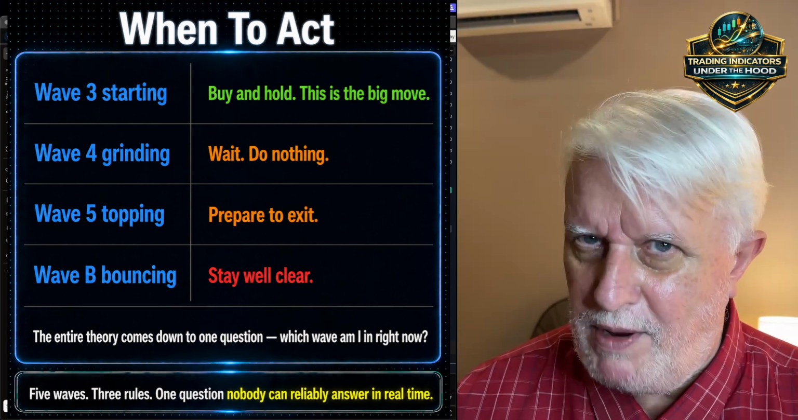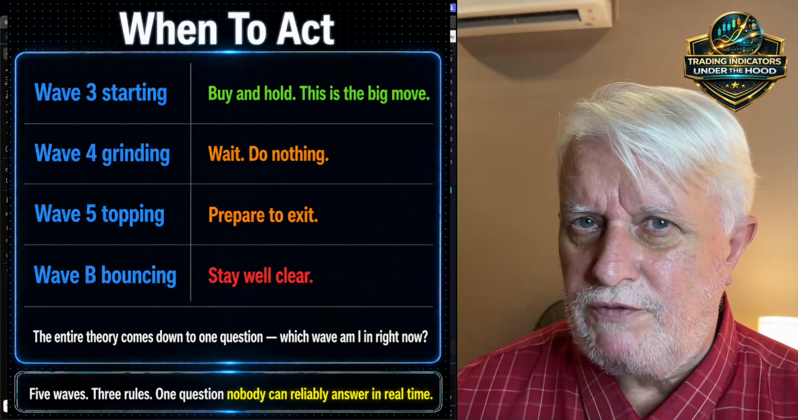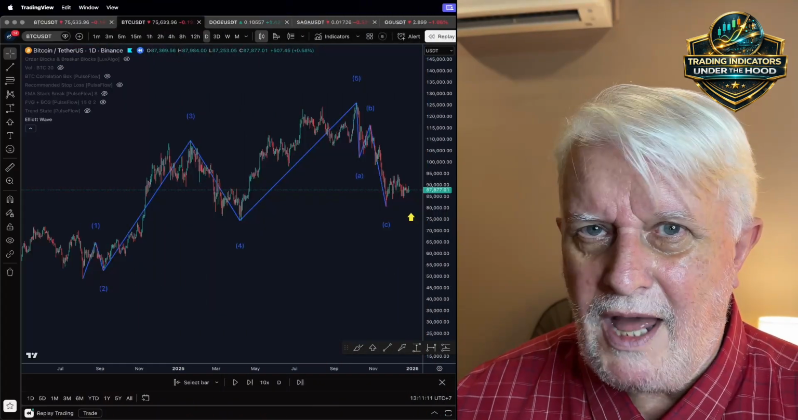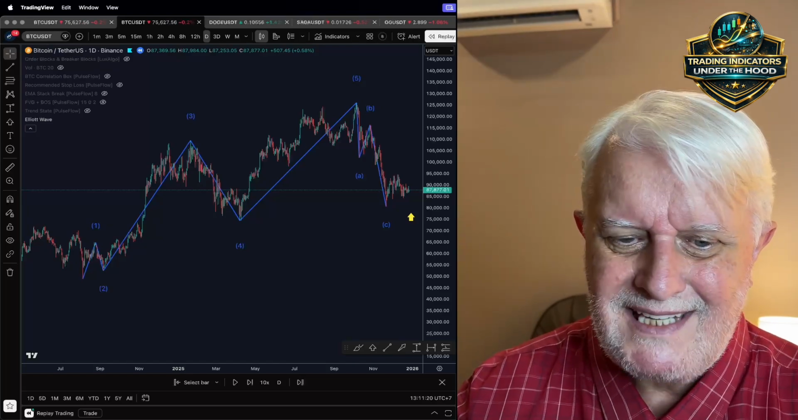Wave 5 topping, you prepare to get out. Wave B bounce, you stay well clear. The entry that everyone hopes for is the end of wave 2, the last pullback before the explosive move, the best risk and reward in the entire sequence.